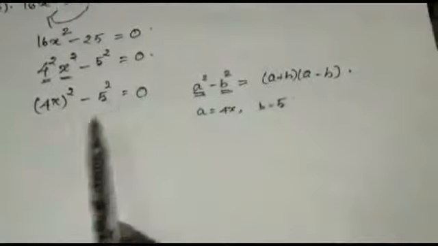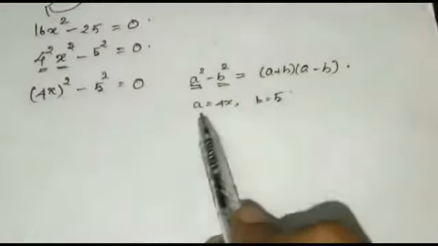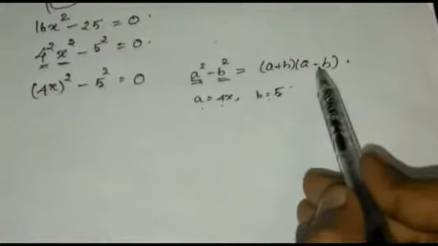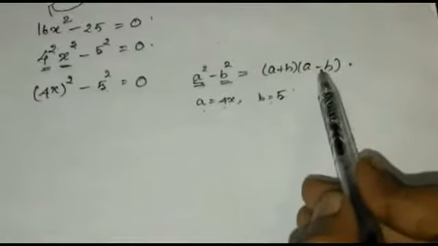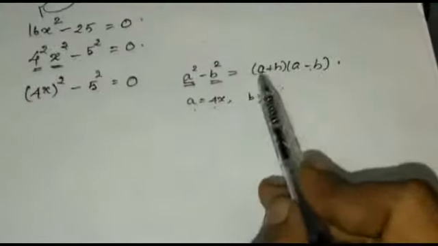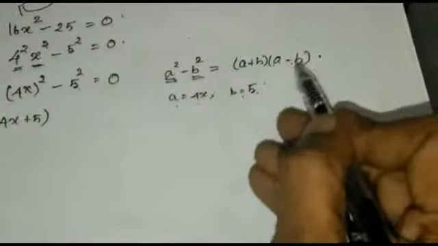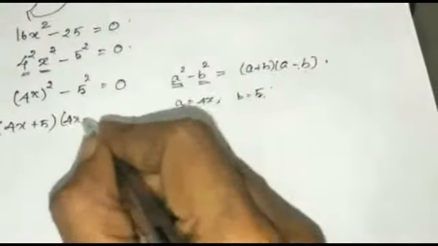So just replace a is equal to 4x and b is equal to 5 on the RHS. Okay, (a plus b) into (a minus b). So a is equal to 4x and b is equal to 5. So 4x plus 5, and next a minus b, so 4x minus 5. (4x plus 5)(4x minus 5) is equal to 0.